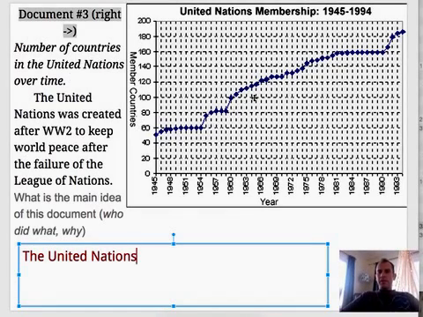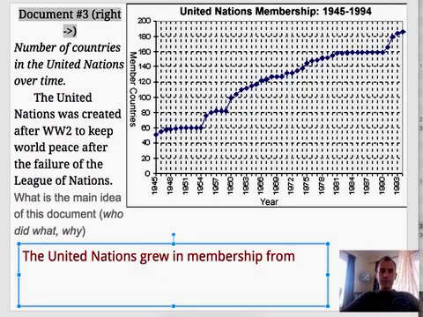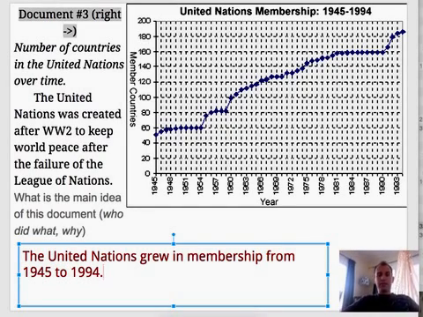Well, look how this line is going up. As time goes on, it's going up, which means that there's more nations. So the United Nations grew in membership from 1945 to 1994. That's it, that it grew in membership.